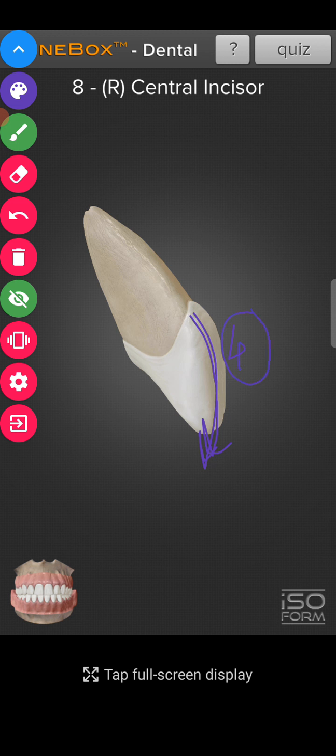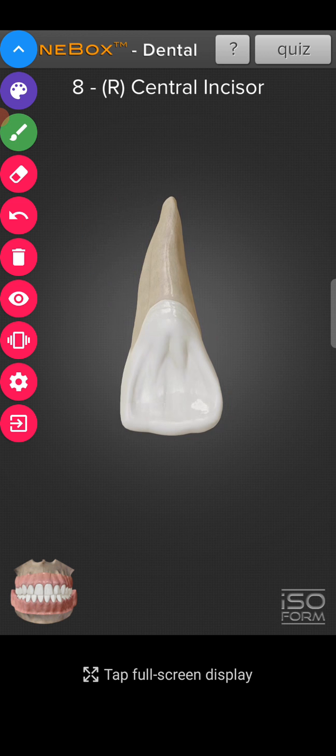Moving ahead to the lingual aspect. This is the lingual side. Lingually, the first thing I talk about is the cingulum. What is the cingulum? Cingulum is the prominence present on the lingual side. It is the lingual lobe. So the cingulum is well seen, or well defined.